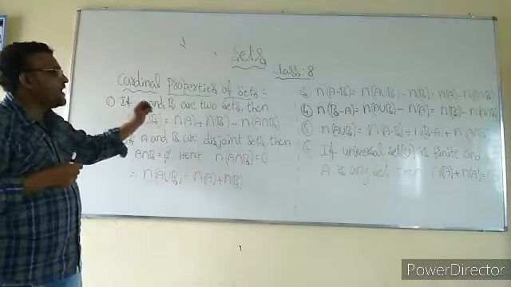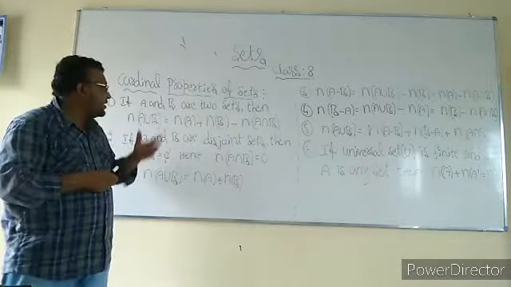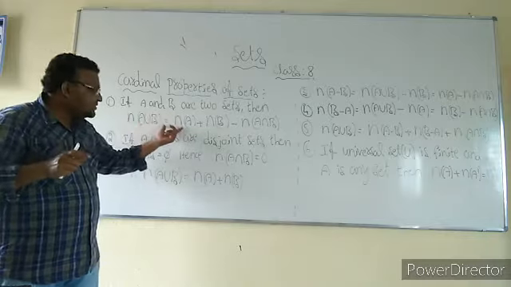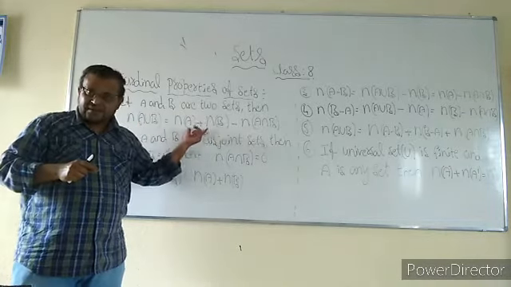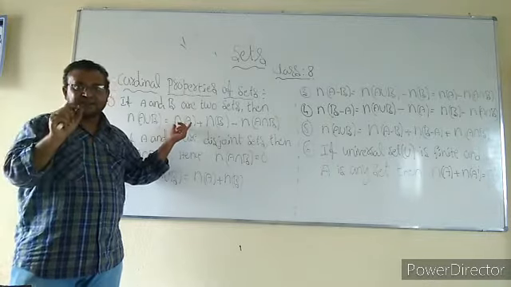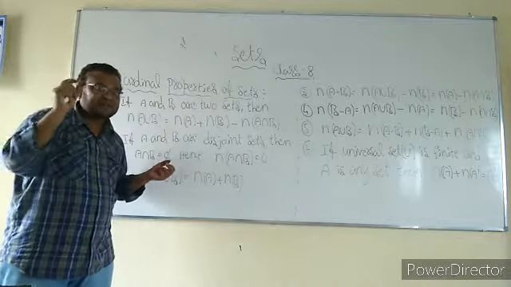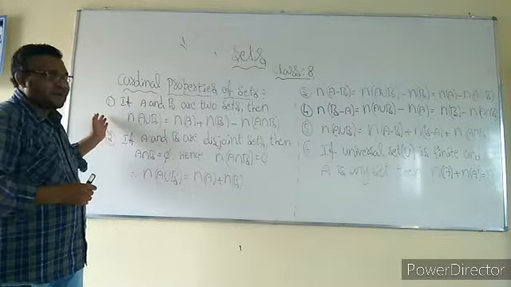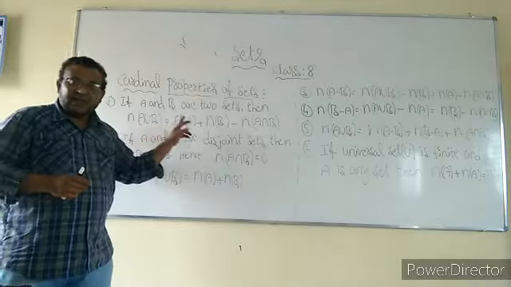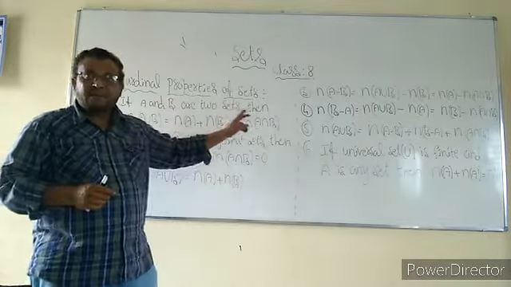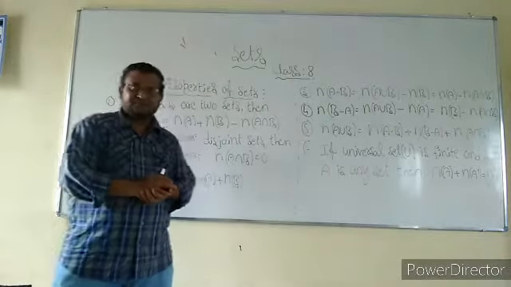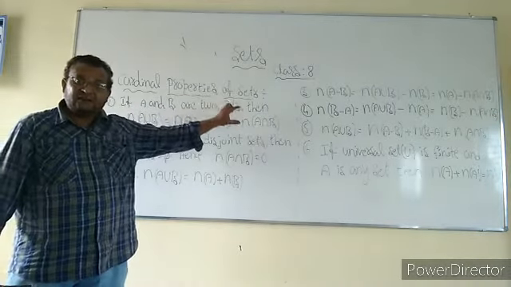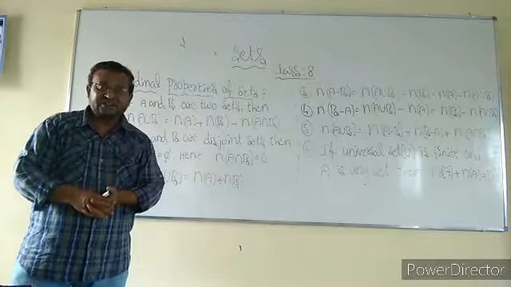The first one is, if A and B are any two sets, then n of A union B, that means the number of elements in A union B, is equal to n of A plus n of B minus n of A intersection B. Here n means number of elements, the cardinal number. We already discussed what a cardinal number is and how to represent it.